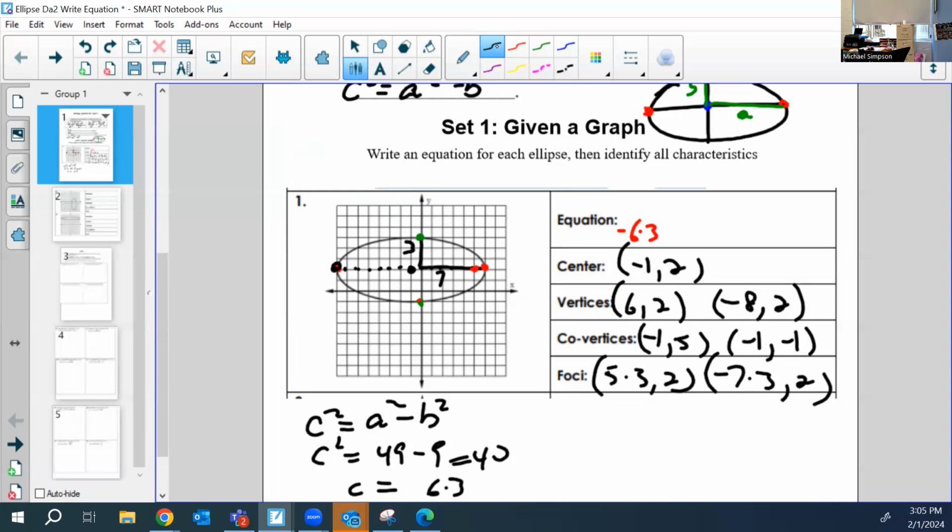And then to write the equation now, it's going to be (x plus 1) squared over, since this is a horizontal ellipse, the a value is going to be under the x. So a squared is going to be 49, plus (y minus 2) squared over the b value squared, which is 9. And that is equal to 1.